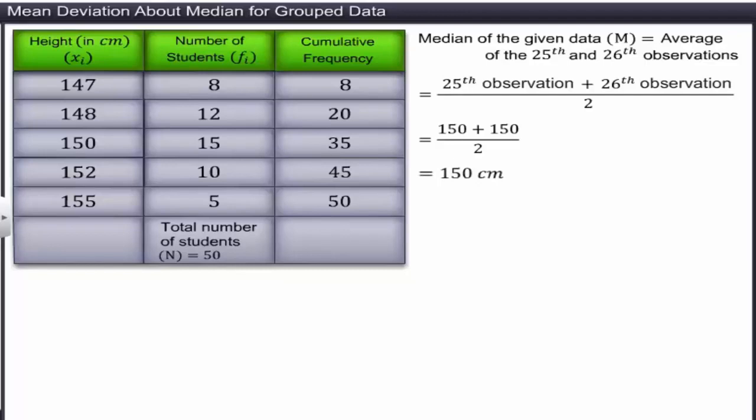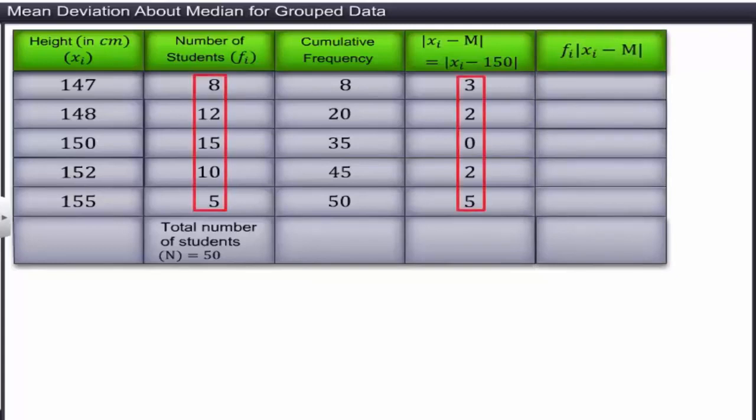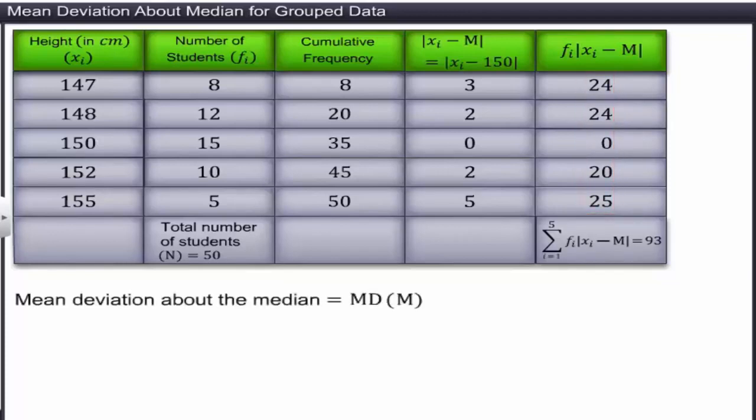Next, we'll find the absolute values of the deviations of the heights from the median 150. Now, the products of the deviations and their frequencies are obtained as shown. The sum of the products of the deviations and their frequencies is equal to 93. Now, the mean deviation about the median can be calculated by using the formula shown here. Therefore, the mean deviation about the median is equal to 1.86 centimeters.